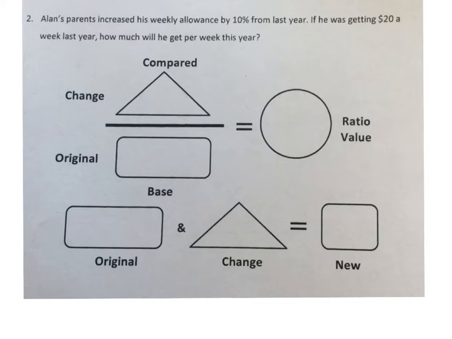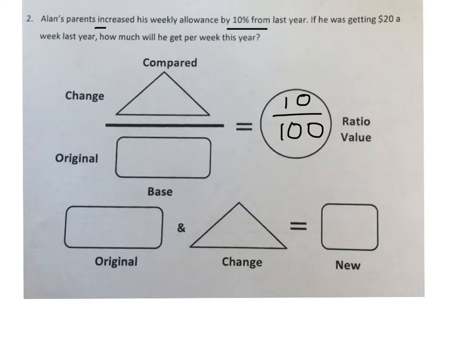Okay, on this question it says Alan's parents increased his weekly allowance by 10% from last year. If he was getting $20 a week last year, how much did he get each week this year? So right away this is jumping out at me, 10%. I know 10% is going to go right here in my ratio. So I'm going to put 10% out of 100.